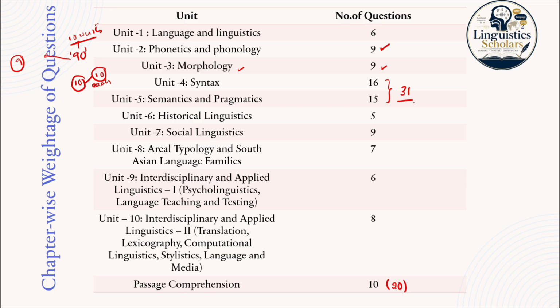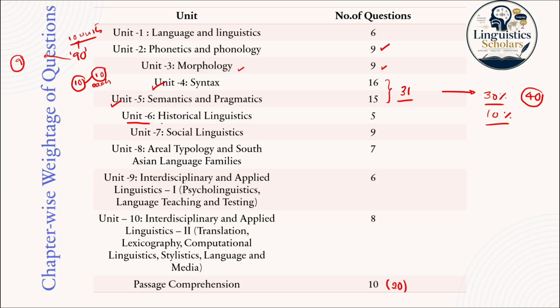We're getting 31 questions. Here you have to understand this is very important, because from these chapters you are getting 30% of the questions, and you know that 10% of the questions come from passage comprehension. So if you prepare syntax, semantics and pragmatics thoroughly, you are able to answer 40 questions out of 100. So the most important and the most weighted topics for the UGC NET examination are semantics, pragmatics and syntax. These chapters are very important.